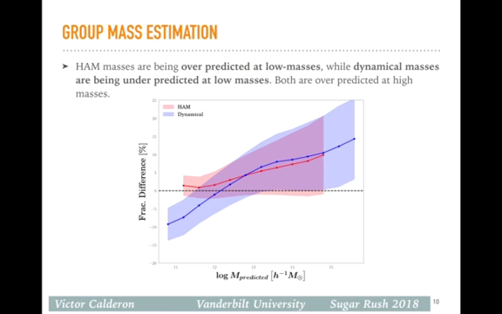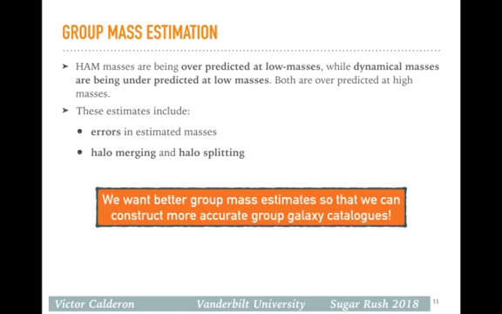Another way to look at it is if you look at the fractional difference between the predicted mass and the halo mass. This is more interesting because it tells you that dynamical masses tend to underestimate the actual group mass, while they both tend to overestimate by a factor of 10% in log m at higher masses. Now these estimates, they include errors in the masses, and they also include systematics like halo merging and halo splitting if you're using a friends of friends algorithm, for example.